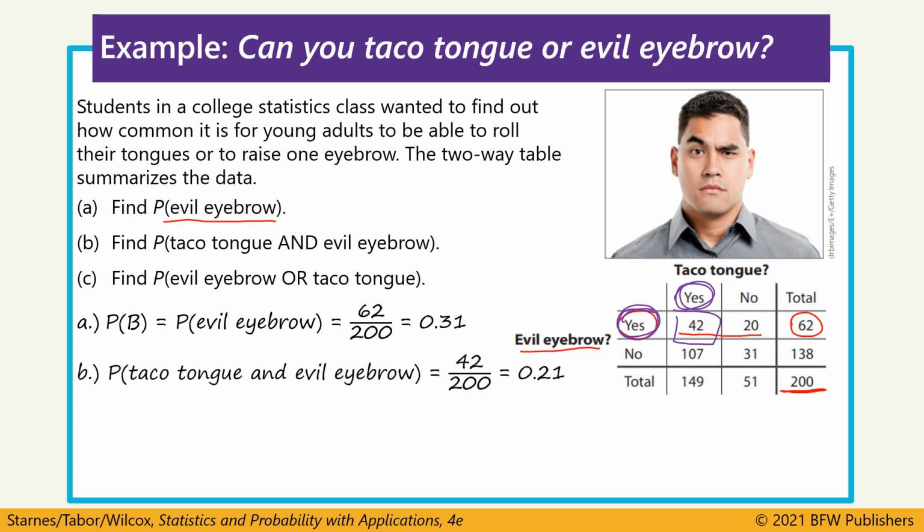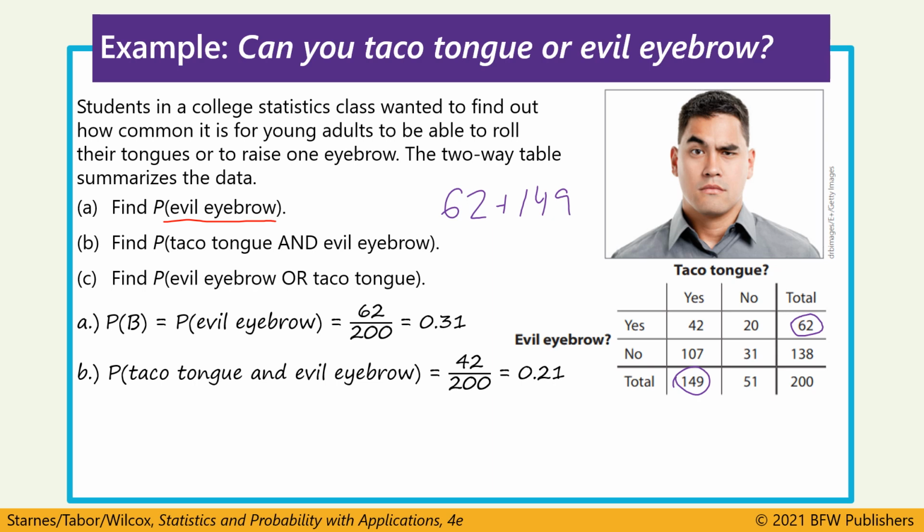Now for the last one, probability that they can taco tongue or evil eyebrow. Now when we see the word "or," we're always treating it as the inclusive or, meaning that they can do one of these or the other or both of them. It's like the cream and sugar coffee order that we talked about a slide or two ago. So we have 62 students that can evil eyebrow, 149 that can taco tongue, but we're not able to just add these two together like we did previously.